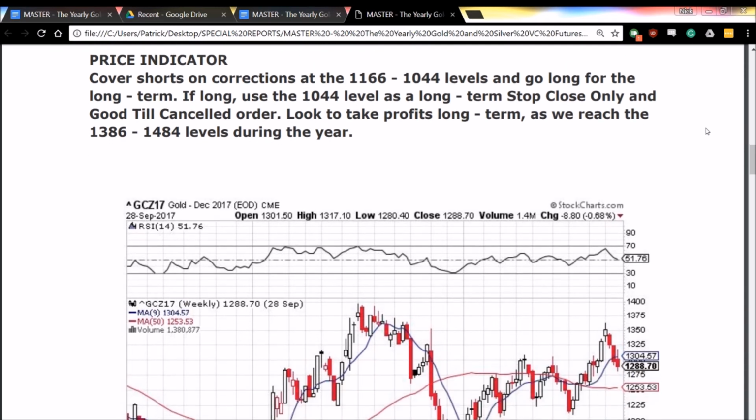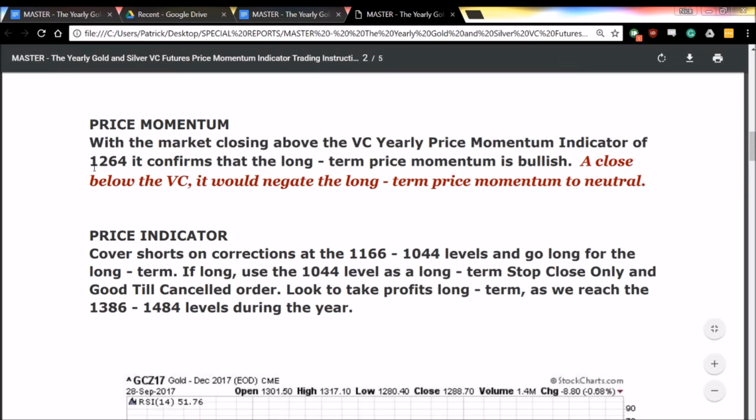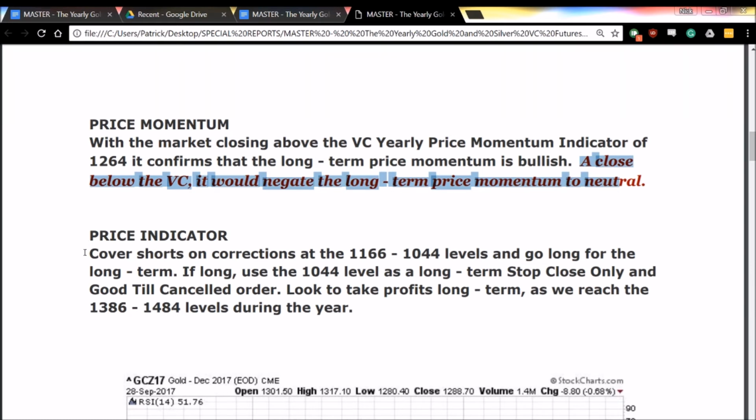And it clearly tells you that if we were to close, for example, below 1264, it would negate this long-term trend to neutral. And it tells you very clearly that if that is the case, you expect to cover that bearish trend, or if you have any shorts, on corrections into the levels of 1166 to 1044.